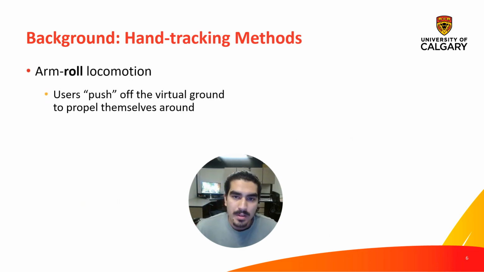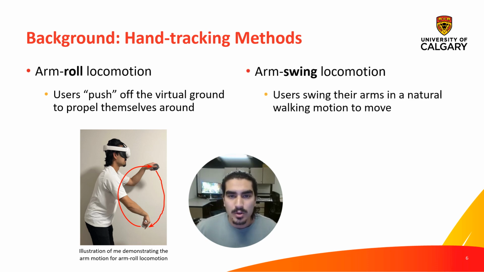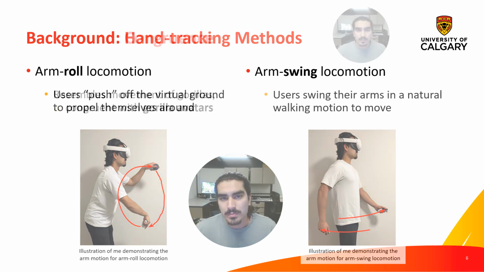Arm-roll locomotion is a method of large-scale navigation which is based on physics, and it involves the user pushing off virtual surfaces to propel their virtual bodies around the environment. To gain forward momentum, users can move their arms in a circular motion in front of their body. Here's an illustration of me demonstrating this motion. Arm swing locomotion is another method of large-scale navigation for which users swing their arms in a natural walking motion to move around. Here's another illustration of me demonstrating this motion.